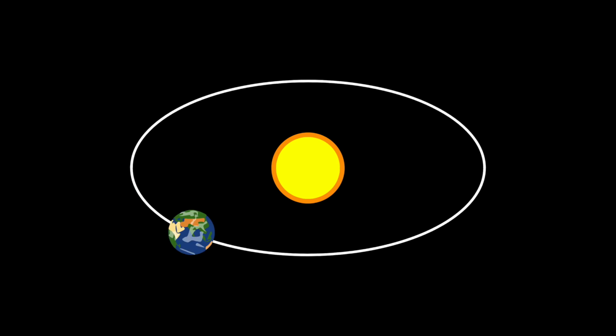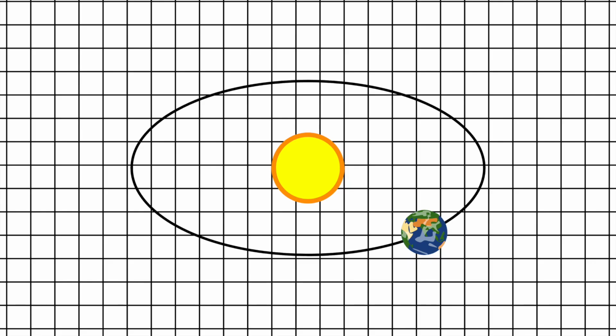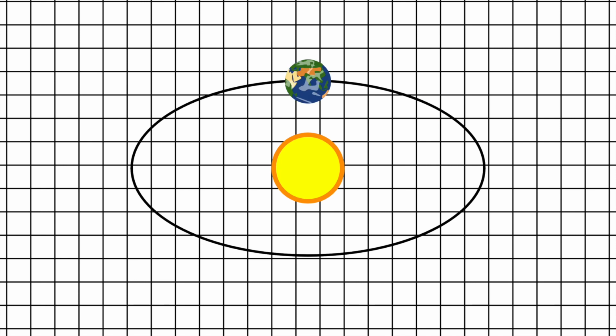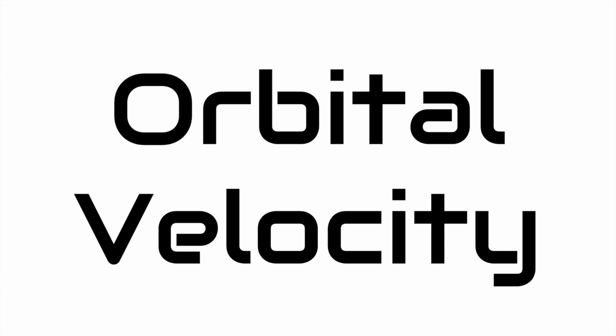Orbiting is an interesting aspect of gravity. There are many mechanisms that determine how orbits work. I will take you through those mechanisms so you can learn how they work. The first mechanism is orbital velocity. That is, how fast an object needs to move to stay in orbit.